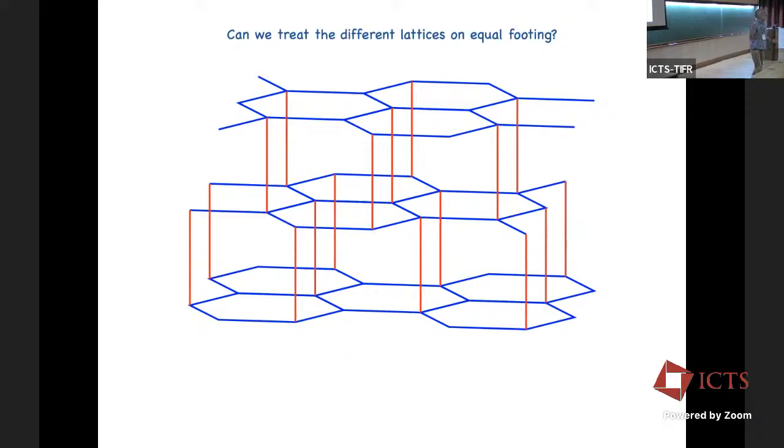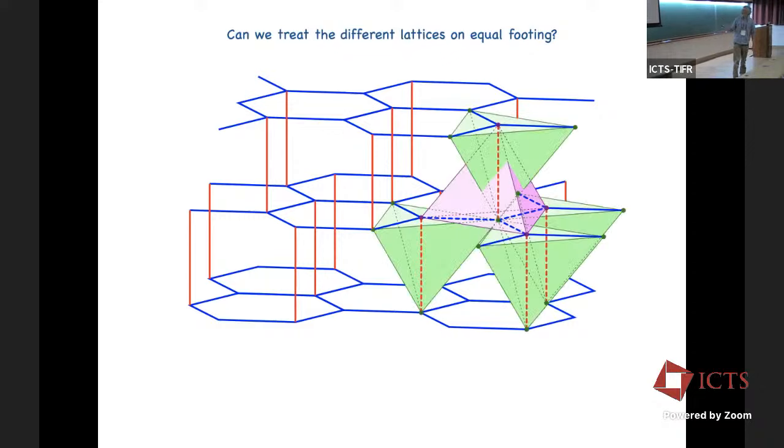Can we do it also for the diamond and the honeycomb lattice? And the answer is yes, we can. And this will allow us to treat the honeycomb and the diamond and whatever is in between on equal footing. So this is the unification theory.